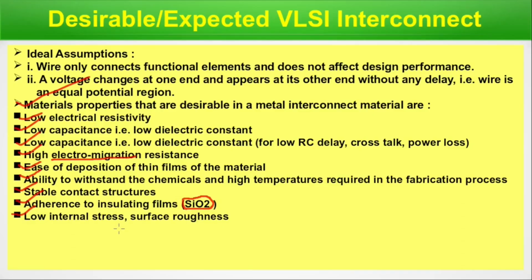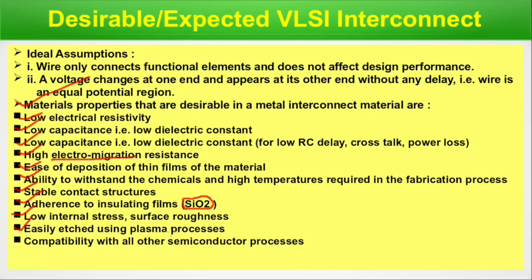When we are manufacturing an IC, it's basically a lot of materials and their chemical properties, and they should stay side by side to make the design work. Next, easily etched using plasma processes. That material can be easily etched using plasma process. Compatibility with all other semiconductor processes. And finally, low cost, because cost is a concern.